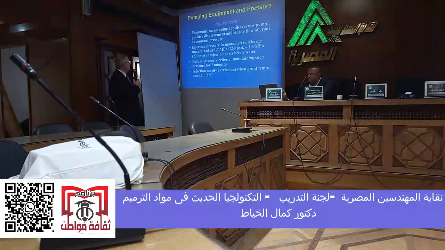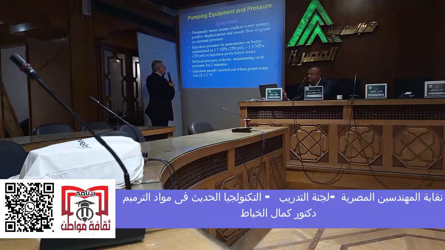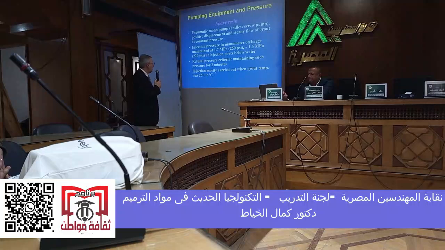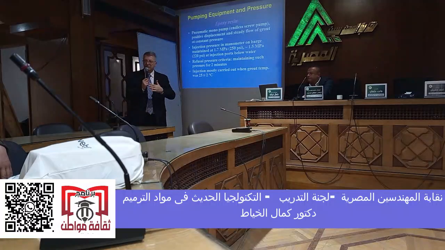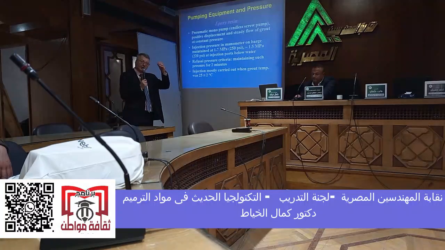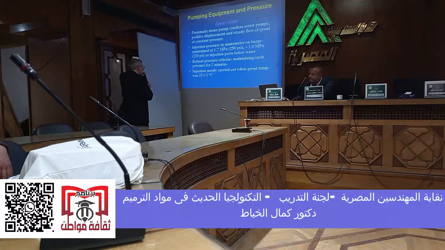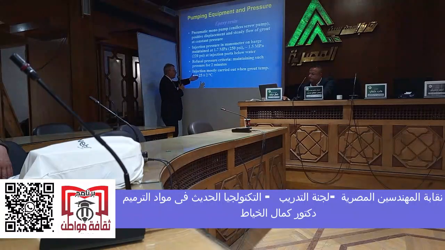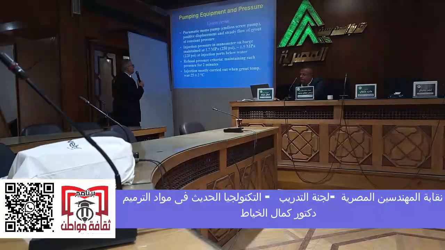So for the epoxy resin, you can see the injection points. There was a manometer on the barge on the river, 1.5 megapascal pressure, and at the injection point it was 1.5. The refusal pressure was to maintain that pressure for 2 minutes with no more intake. That means it's not getting inside the concrete anymore, and you stop injection. The injection was carried out at 25 degrees plus or minus. This is for the epoxy.